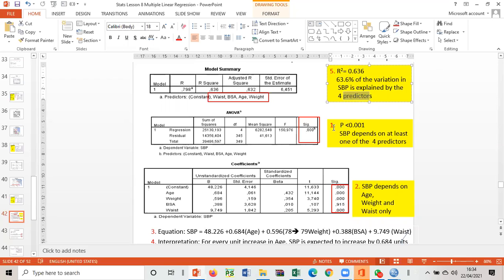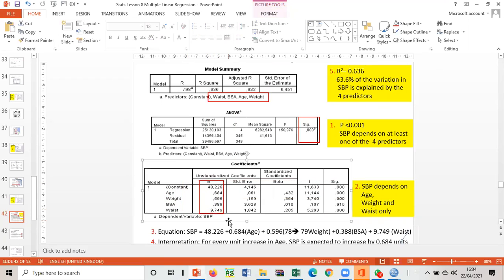Questions? Right. Among the variables we consider, which is most important? BSA. Why? It changes 9 units, the change in waist. Right.